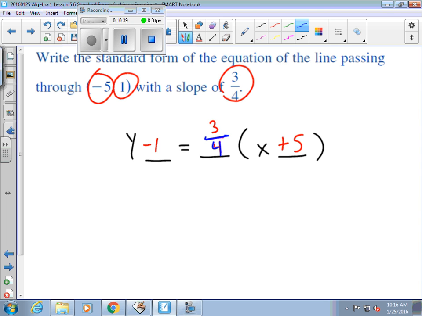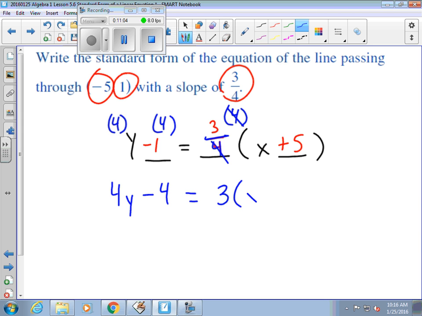Divide by 4. If you undo that, you undo it by multiplying it by 4. That'll cancel it out. But you have to multiply everything else in the equation, this and this, by 4 as well. The reason we don't multiply it by x plus 5 is because we're already multiplying it by that by doing that. So 4 times y is 4y. 4 times negative 1 is negative 4. This cancels out this, and we have equals 3 times x plus 5. So what we did was we eliminated divide by 4 on the whole thing.